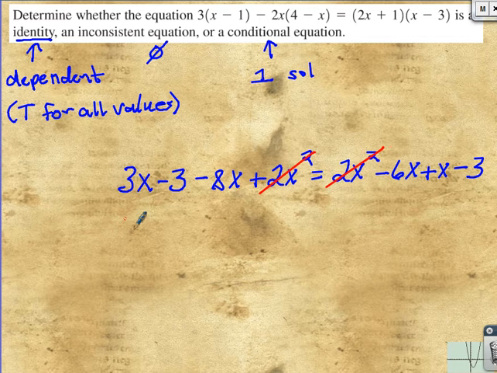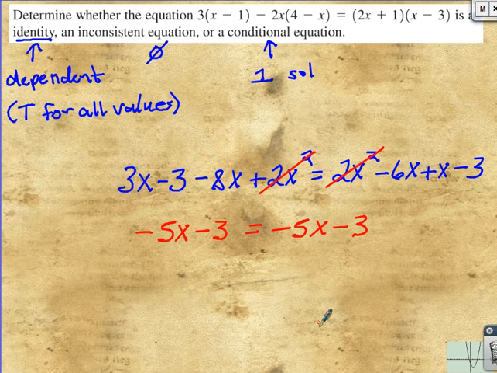But let's clean these up. Let's combine some like terms. 3x minus 8x is negative 5x. And then you have the minus 3 over here. On the other side, you have negative 6x plus x, which is negative 5x minus 3. Check that out. Do you need to combine x's? Well, if you want to, you can. If you move negative 5x over here, they cancel out anyway. It leaves with negative 3 equals negative 3. And if you wanted to move the negative 3 over here as well, that's fine. You'll end up with 0 equals 0.